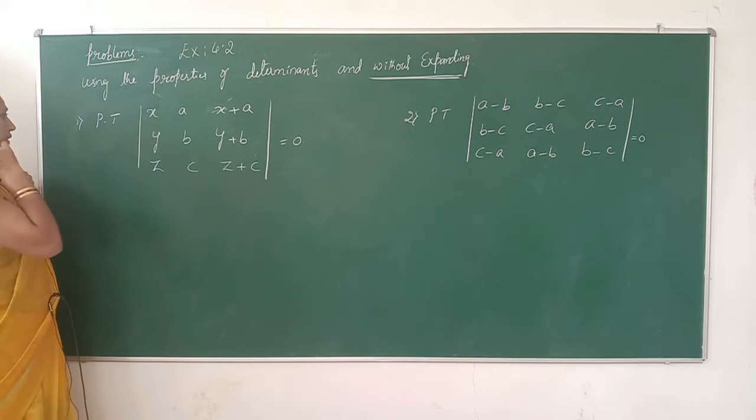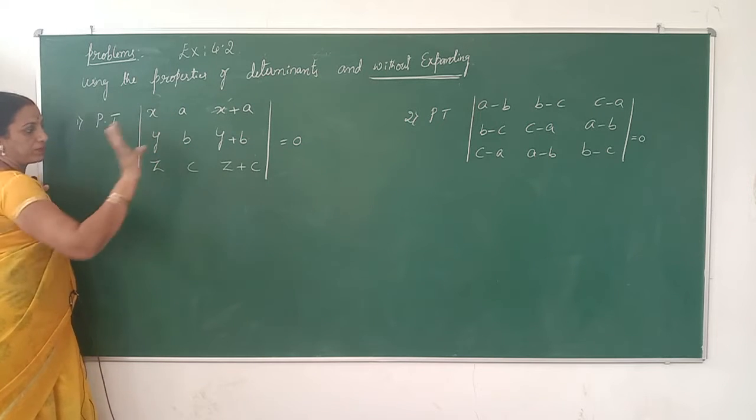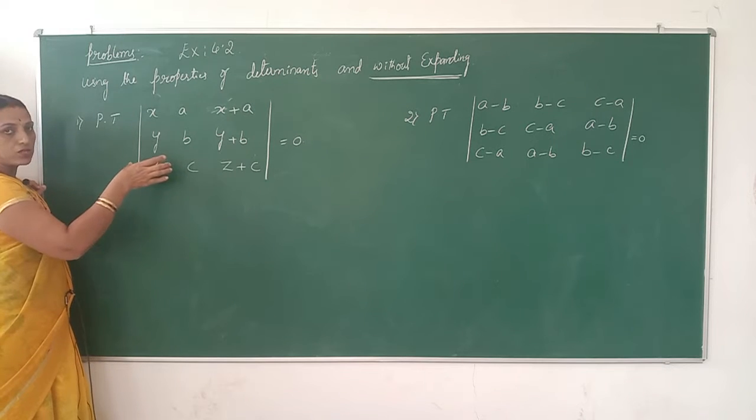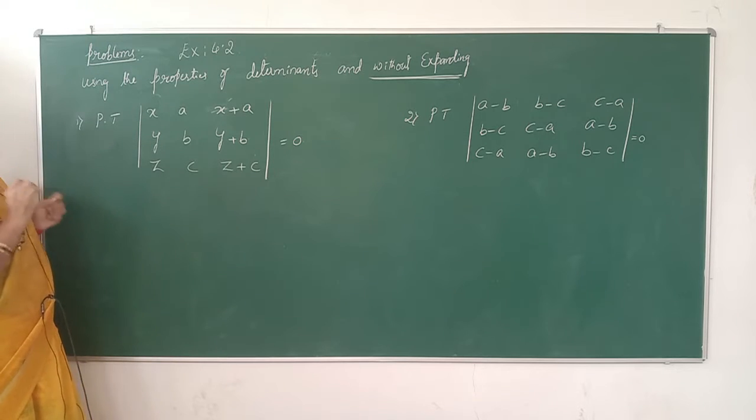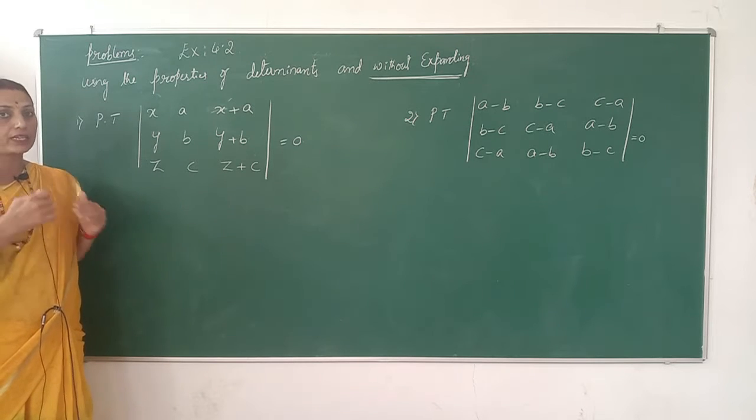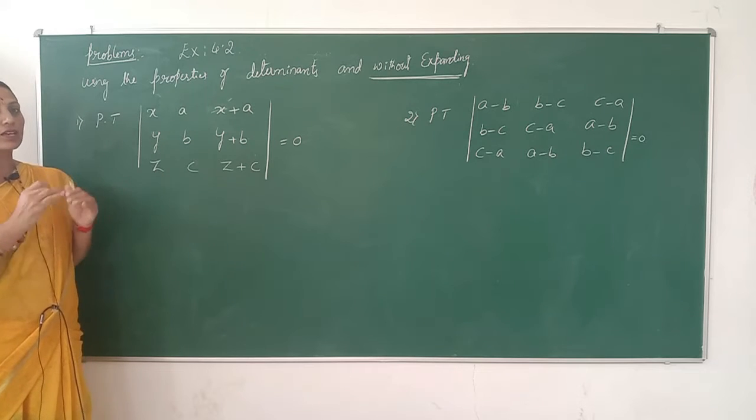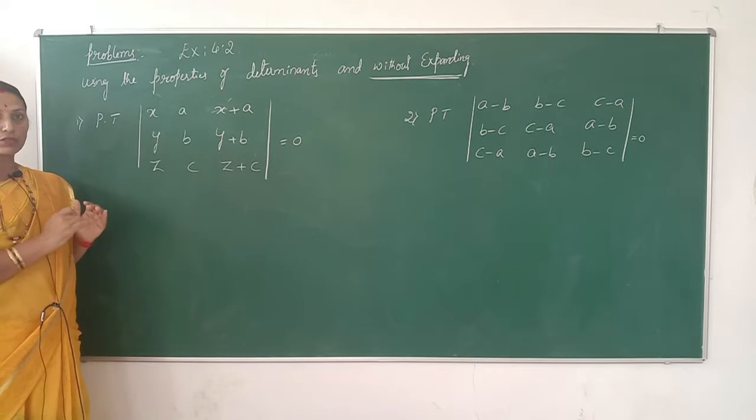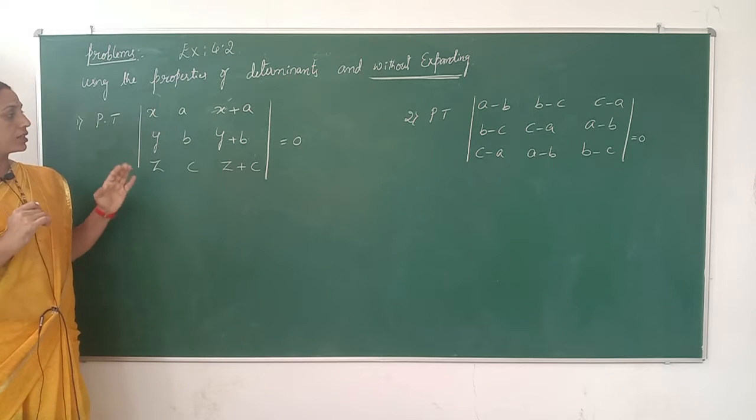Otherwise, in the first determinant, x, a, x plus a; y, b, y plus b; z, c, z plus c, do we have any common factors? It's nothing. So therefore we go for adding. The next condition is: any two rows or any two columns are added with each other or subtracted from each other, to see if it is possible to get common factors. After adding some rows or columns, you may get common factors, or identical rows or columns, or even a zero formation.